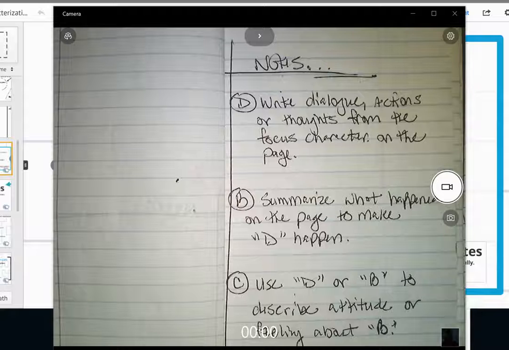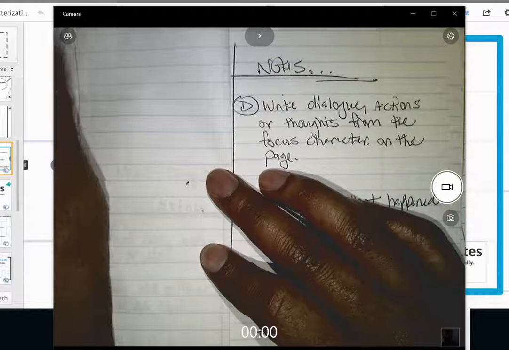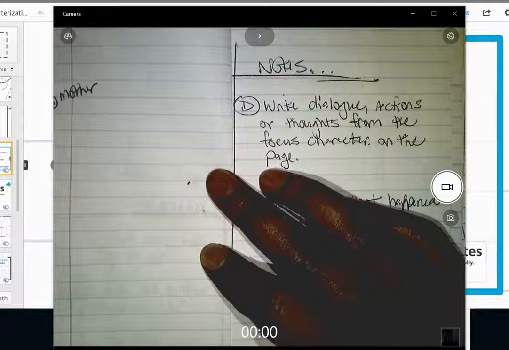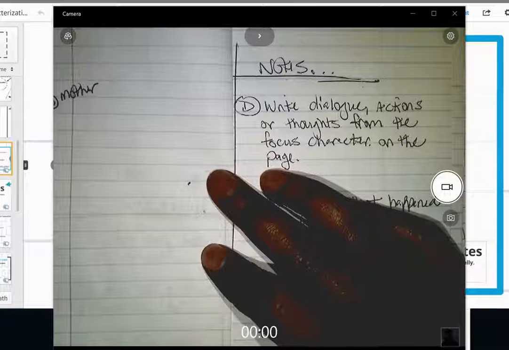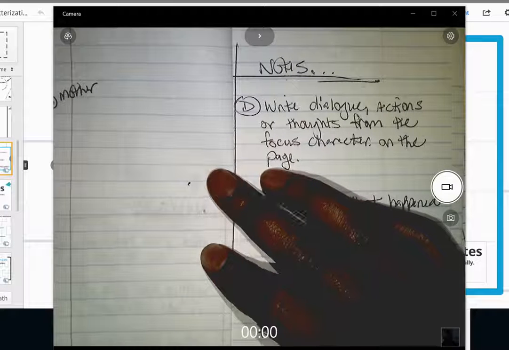I want to focus on mother. I'm going to write down all the pieces of evidence from mother: things that mother says on this page, things that mother does on this page, things that mother thinks about on this page that stand out to me. I already have it here, just want to get that going.